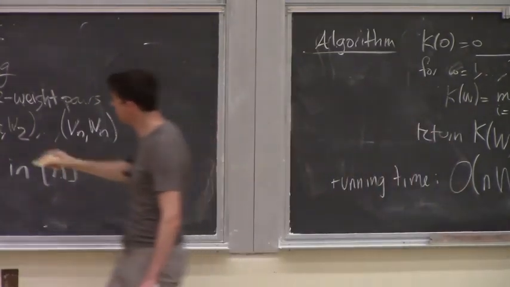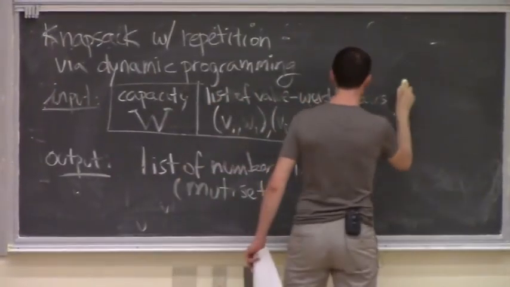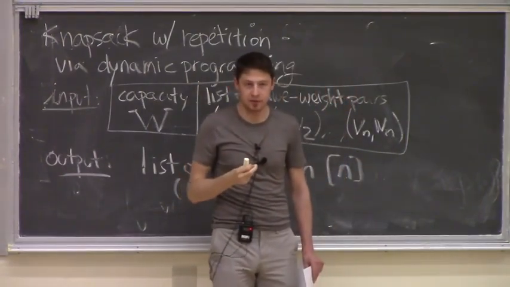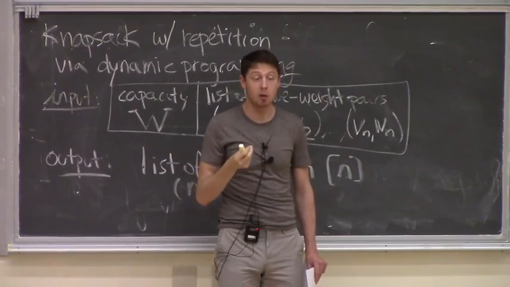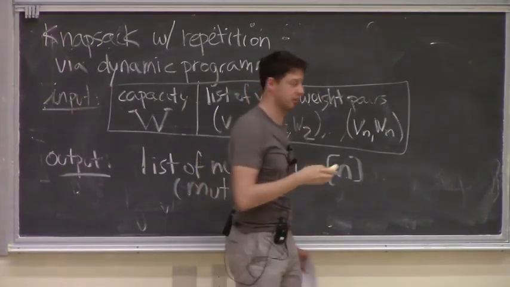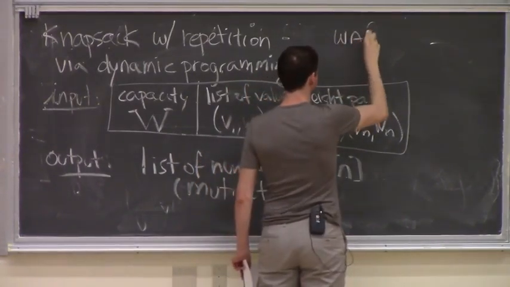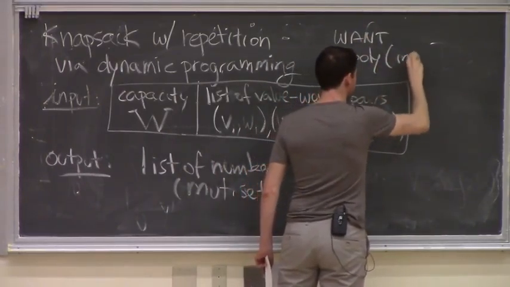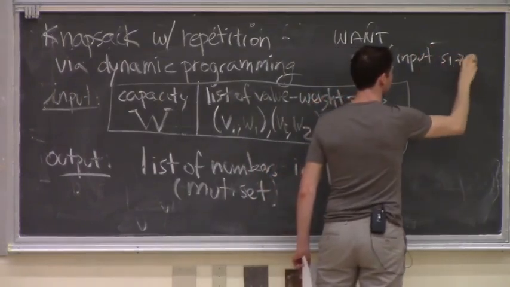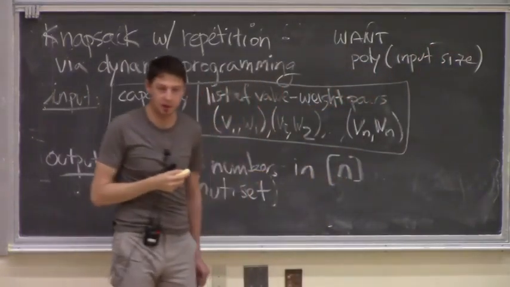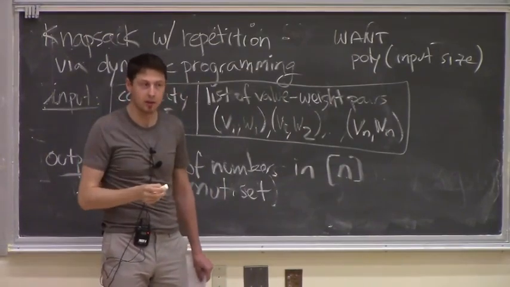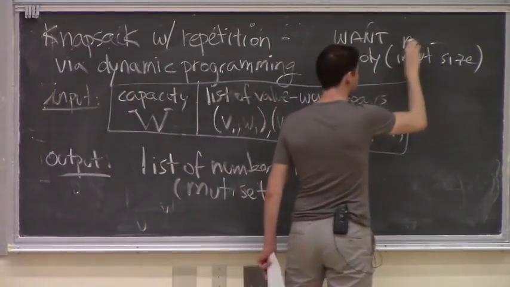Now, look at this. I am given these inputs, okay? This is the input to my problem. Now, what is our gold standard for something to be efficient? Polynomial in the input size, right? So what we want is poly in the input size. What is the input size now? I mean, roughly N, but more, okay?